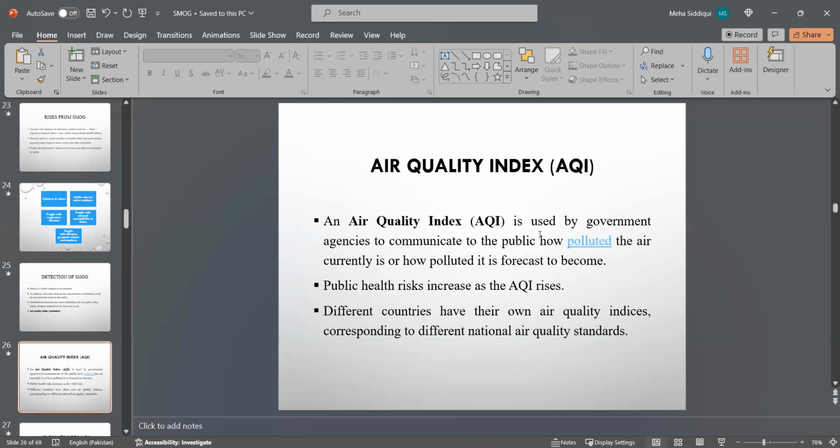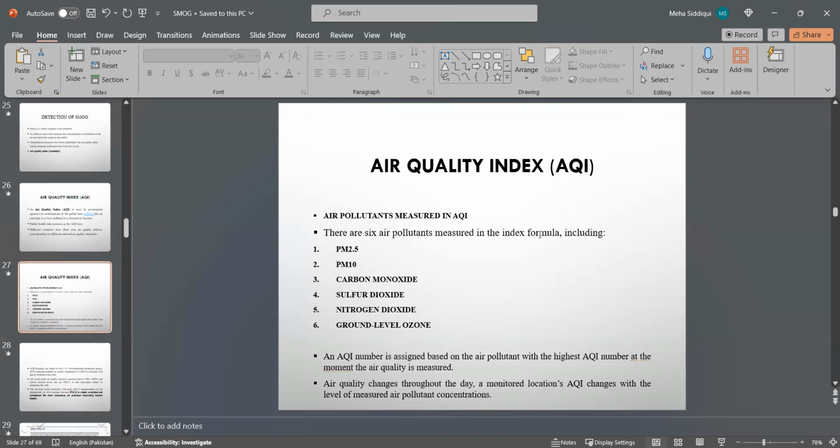The Air Quality Index is used by government agencies to communicate to the public how polluted the air currently is or how polluted it is forecast to become. Public health risk increases as the AQI rises. Different countries have their own air quality indices corresponding to different national air quality standards. The Air Quality Index measures air pollutants.